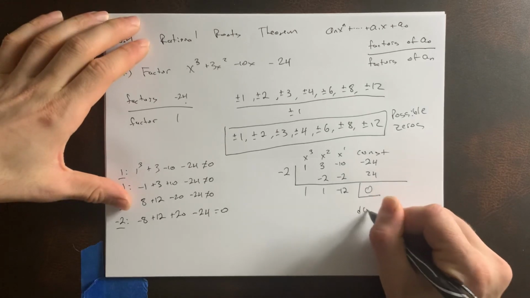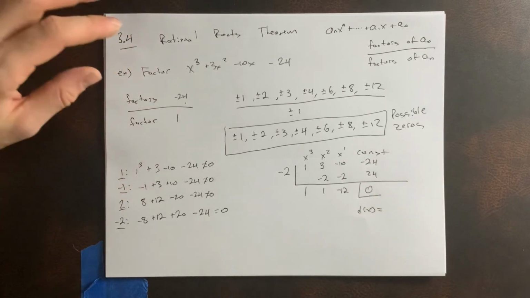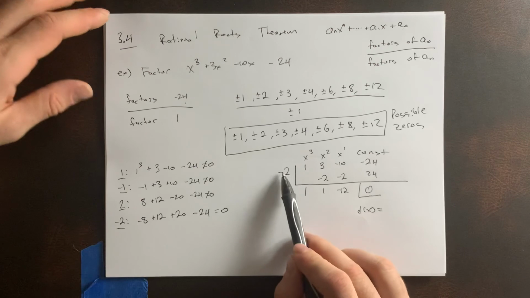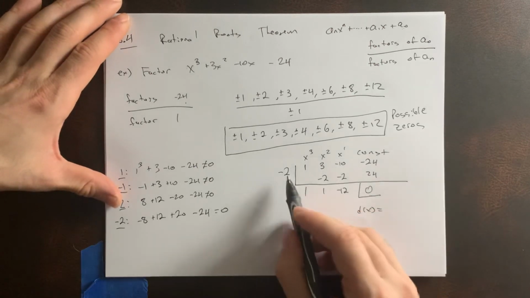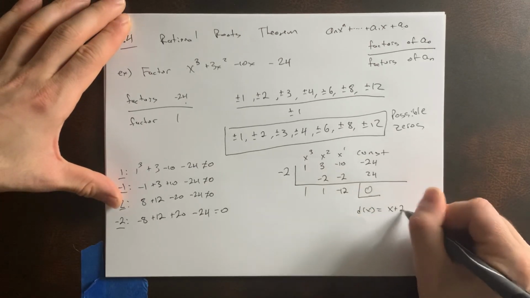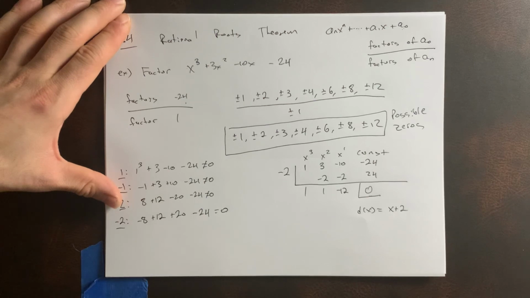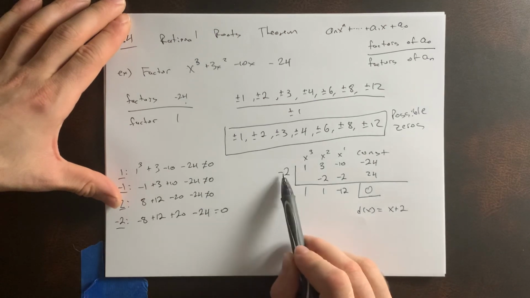For example, the d of x. Like we said before, the d of x is going to come from this number. It's going to be x and then the opposite of this number. So here we have a minus 2, so it's going to be x plus 2. And that's how it's always going to be for the d of x. Whatever that number is here, you put an x and then the opposite of this number.